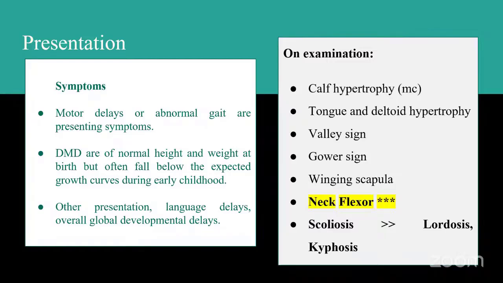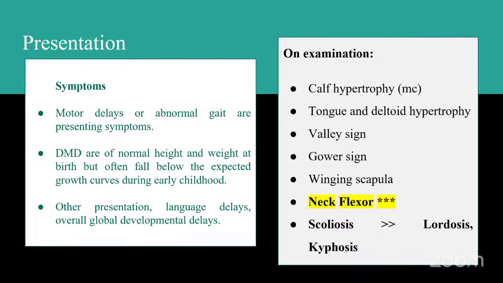Other muscles also get hypertrophy: tongue, deltoid. Belly sign is there, Gower sign is there, wings of scapula. Very important, which I have highlighted here, is neck flexor weakness. Why I have highlighted this is that muscular dystrophies can be of different types. If you find a male child and you are thinking of muscular dystrophy, but he doesn't have neck flexor weakness when you examine, that is not DMD, because the earliest muscle to get involved in DMD is the neck flexor.